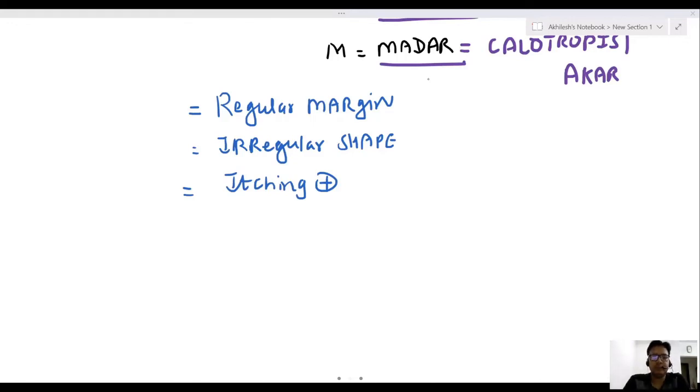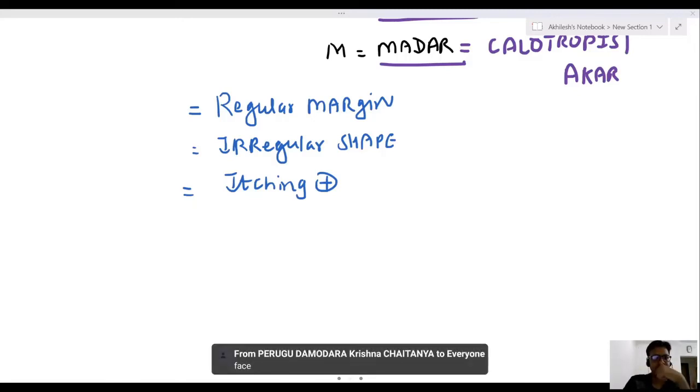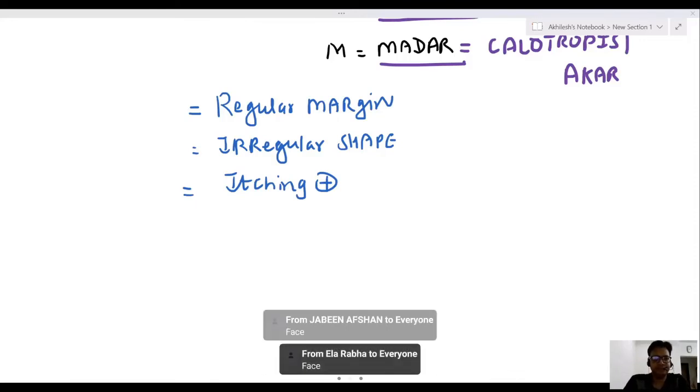In which part of the skin is the bruise very well visible? Option A palm, option B sole, option C abdomen, option D face. Yes, the answer is face. Face is the right answer.